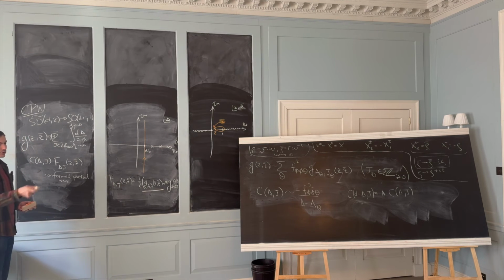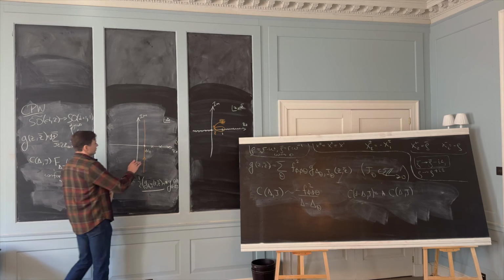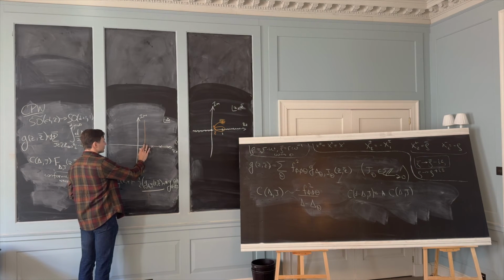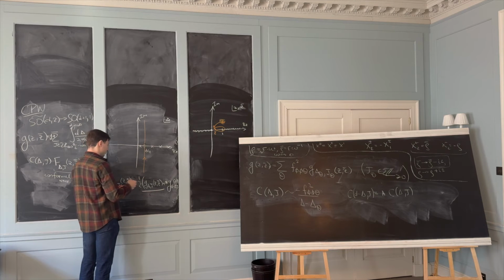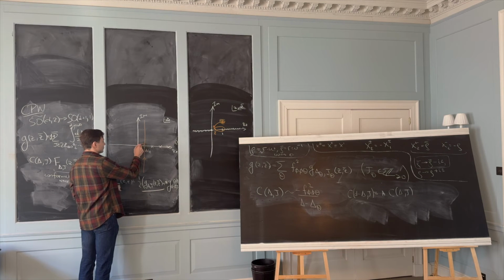Now, to answer the question of what happens if you have a scalar operator below delta over 2, then yeah, you basically need to have a scalar operator here. You need to do this.